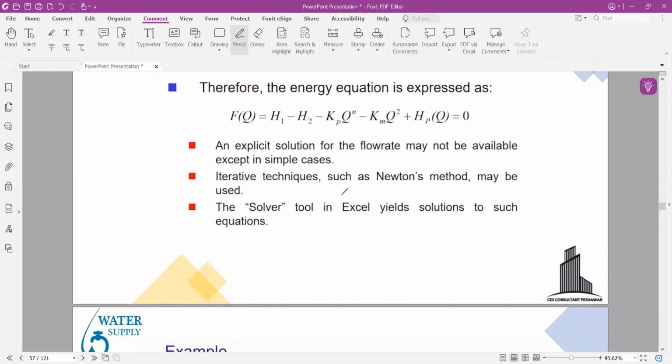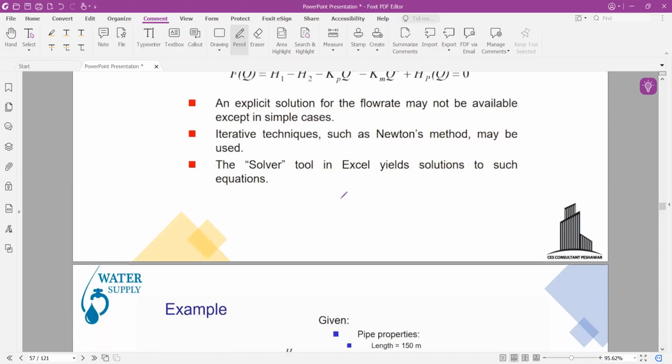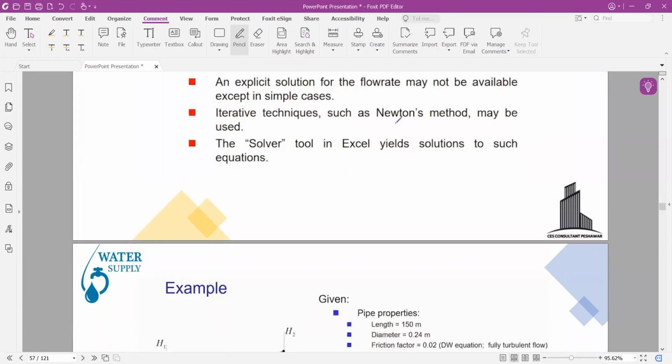Such equations can be easily solved by numerical methods, like Newton's method, as we studied in, one was calculus, another was, I forget that subject name. These are the different iterative techniques we use to solve equations. Numerical solution, that is the subject name, where we study different methods like the Runge-Kutta method and Newton's method to solve different types of equations by iterative techniques.